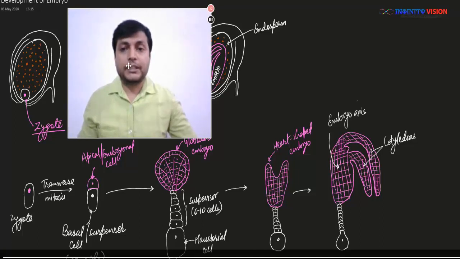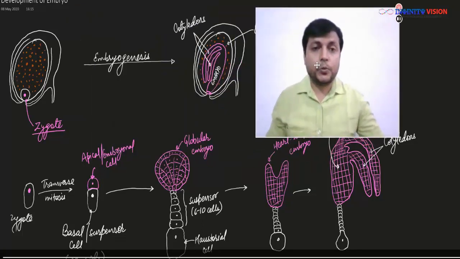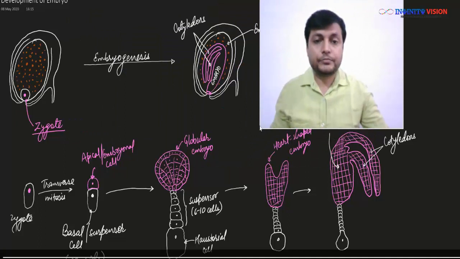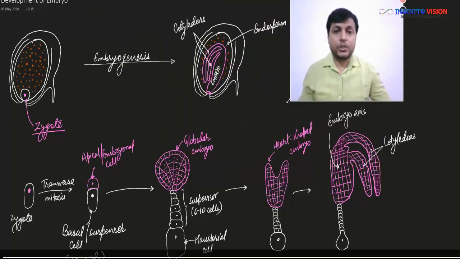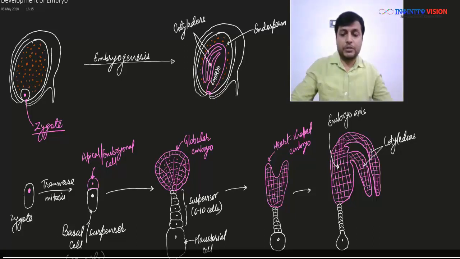So are you getting it? Can you see how this single cell zygote has finally developed into this fully developed embryo? The shape, how the shape changes, how the cells divide. Okay, great. So this is the whole process of embryogenesis.